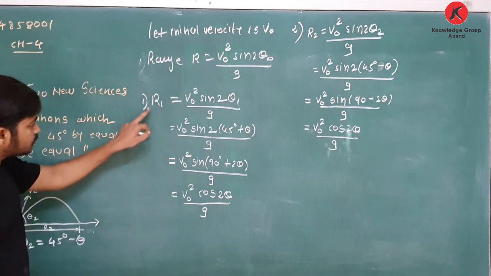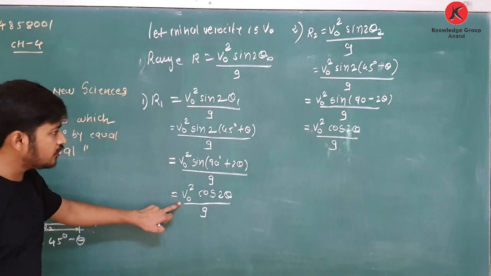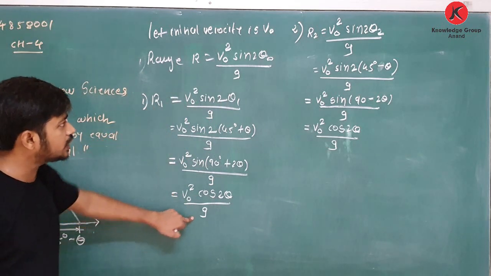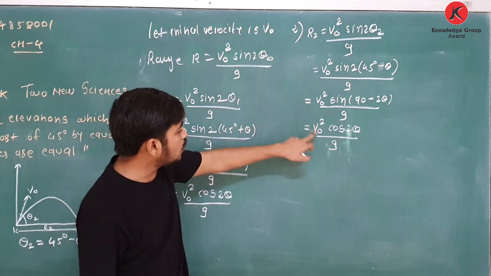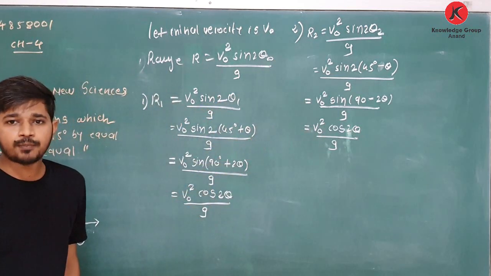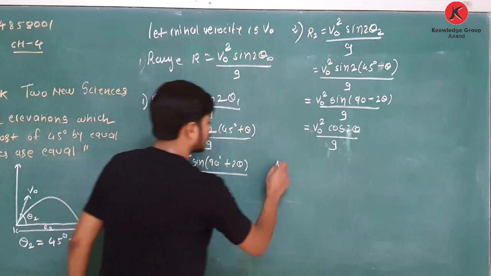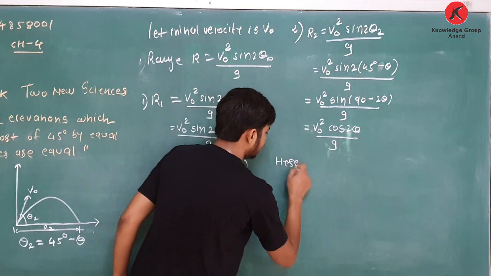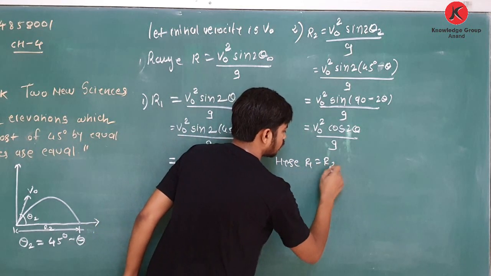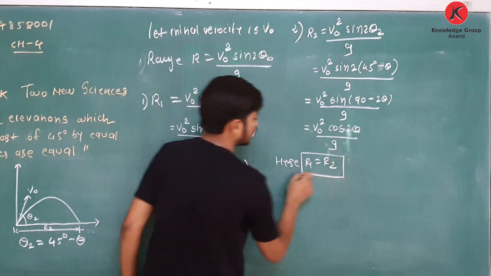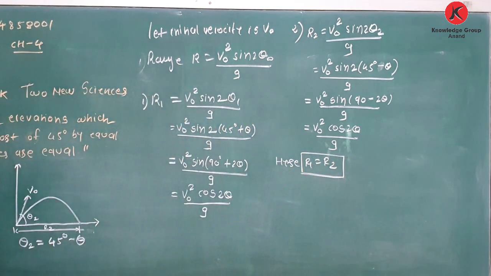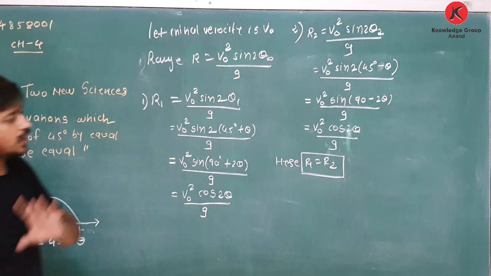Now see, observe the equation of R1, v0 square cos 2 theta upon g. Observe the equation of R2, v0 square cos 2 theta upon g. Yes, R1 is equal to R2. So yes, the statement is proved. What is the statement? For elevations which exceed or fall short of 45 degrees by equal amounts, the ranges are equal.